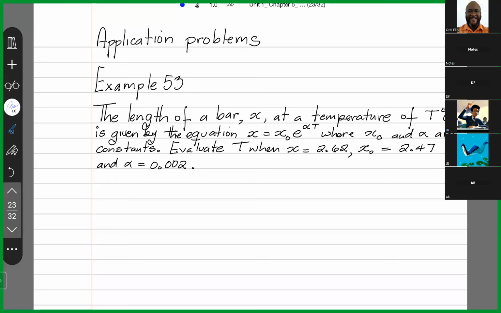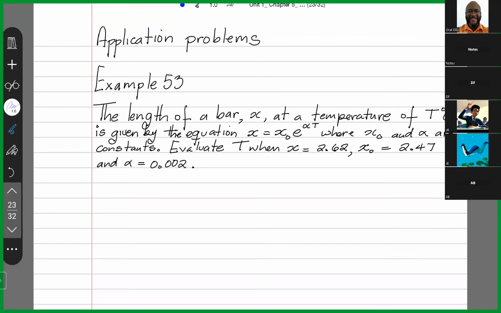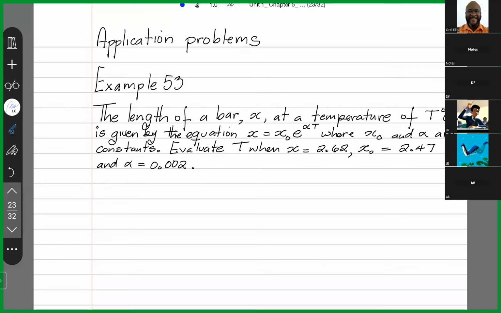All right, so we're moving on now to application problems. Example 53 says the length of a bar X. So X in this question represents the length of a bar at temperature T degrees, given by the equation X is equal to X naught, or X subscript 0, e to the alpha t.